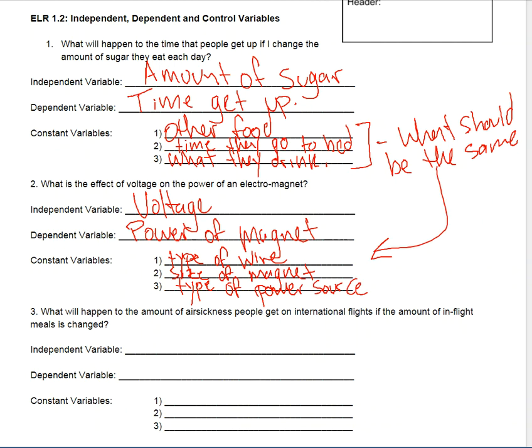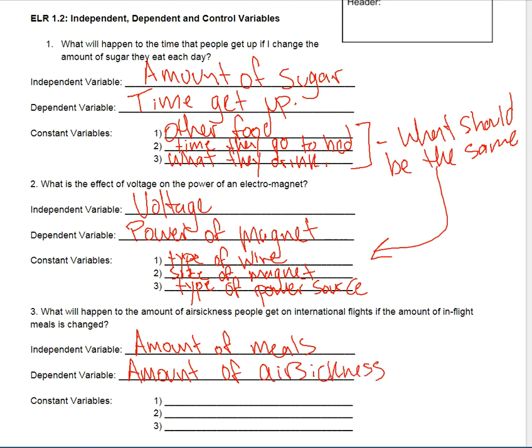For number 3, what will happen to the amount of air sickness people get on international flights if the amount of in-flight meals is changed? So that would be amount of meals is what we're changing. And the thing that we're going to measure is amount of air sickness. I don't know how they're going to measure that, but it sounds gross.